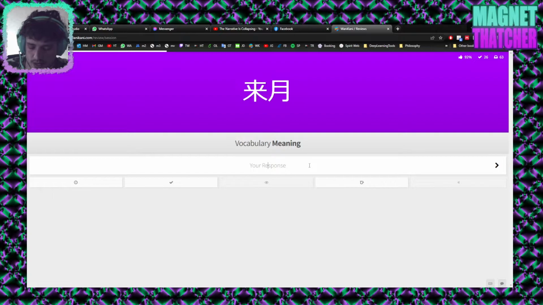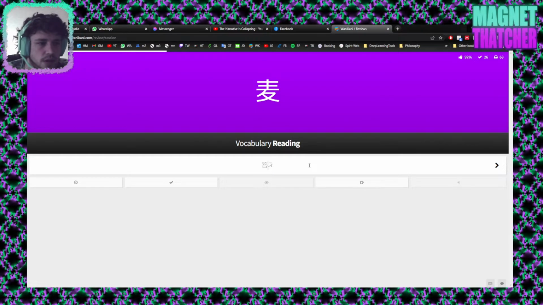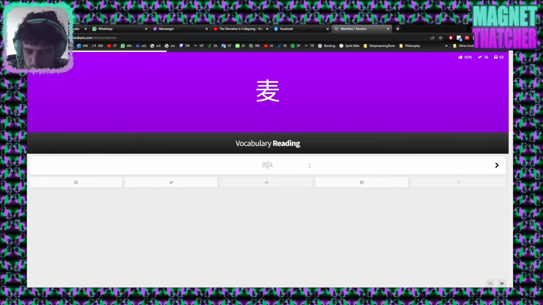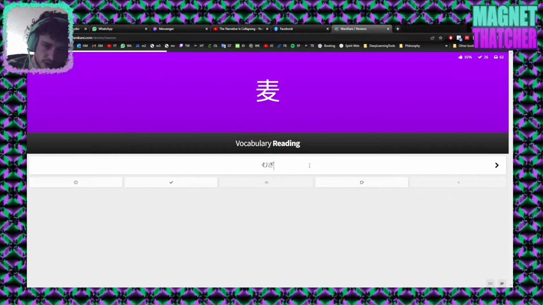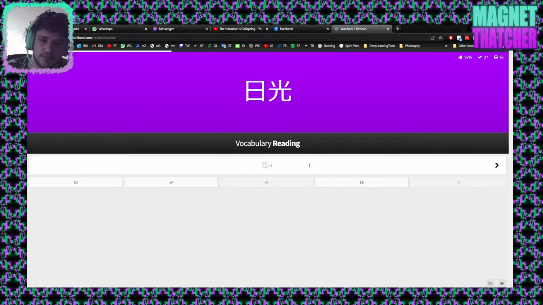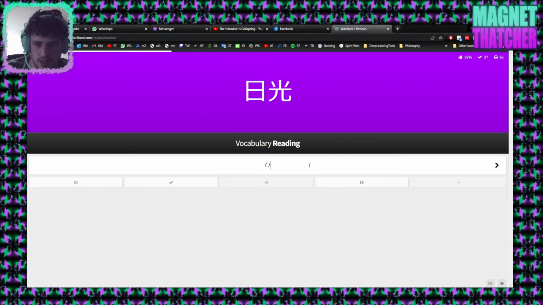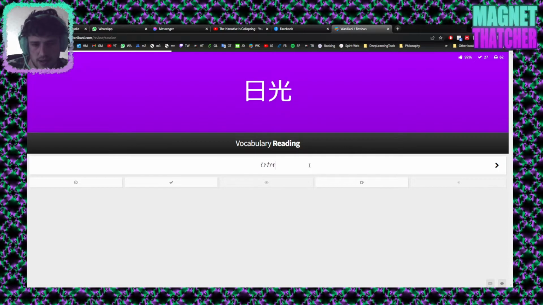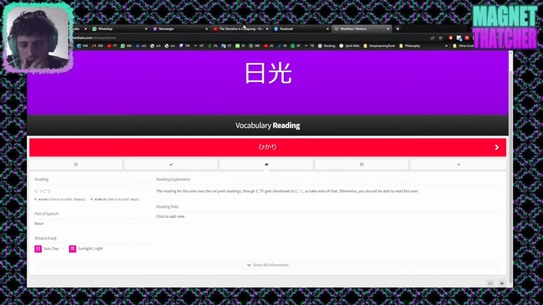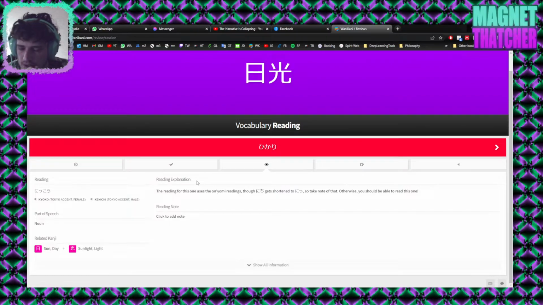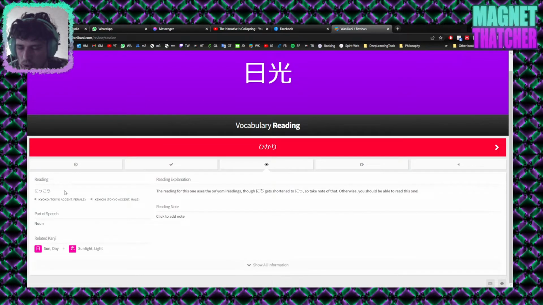So this is next month. Do 4 more. So this is wheat. The way I remember this is wheat grows in the summer, which is mugi. Sunlight again. So hikari. Okay, so this is an example of where nichi gets shortened to ni, so it's nikko.